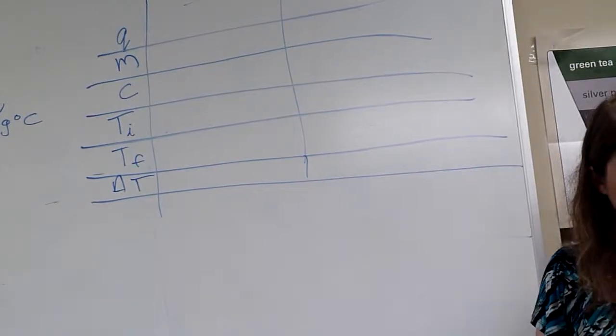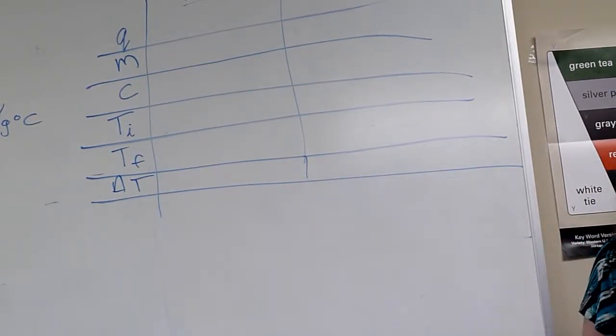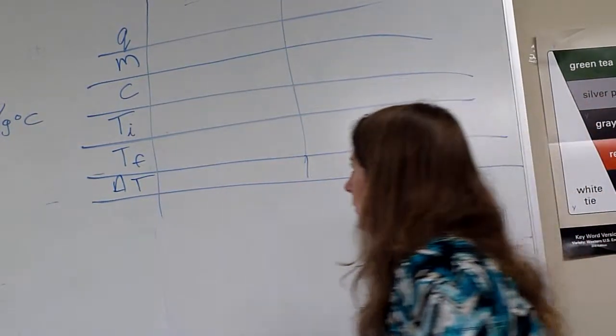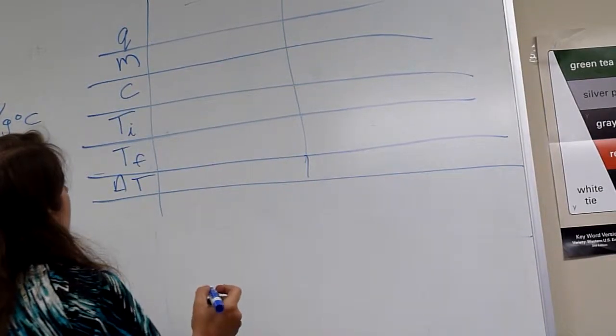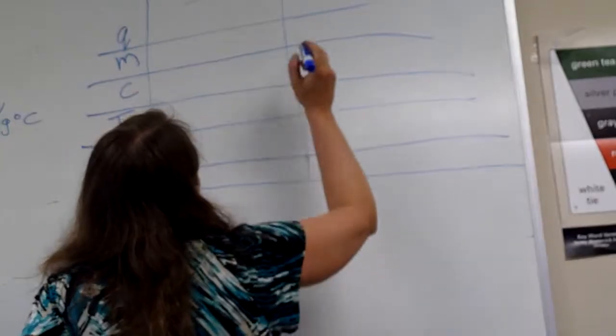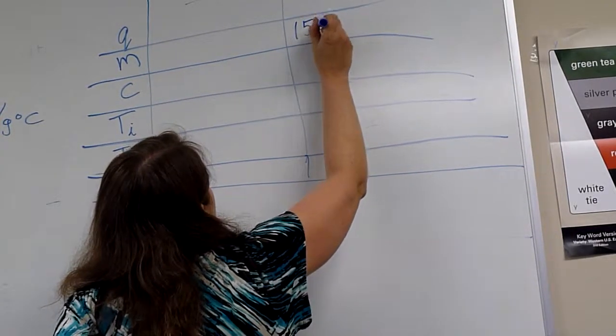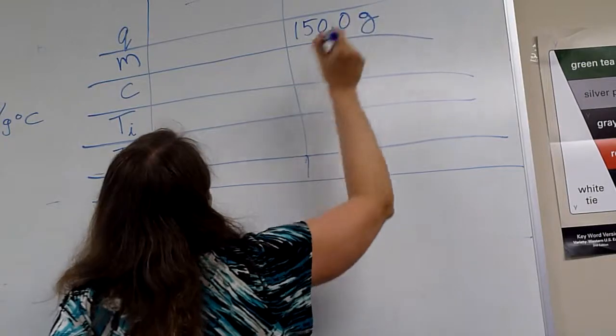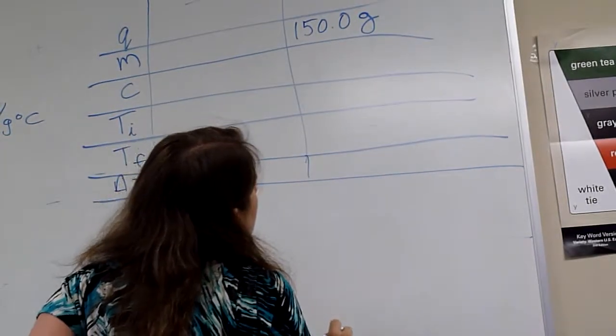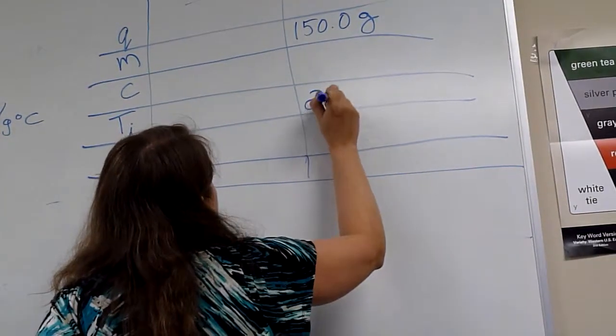So, go straight through the problem, Saul, and tell me, what do I know? We know the mass and the temperature of the water. Okay, what's the mass of the water? 150 grams. And the temperature is 24.1 degrees Celsius, that's the initial temperature.